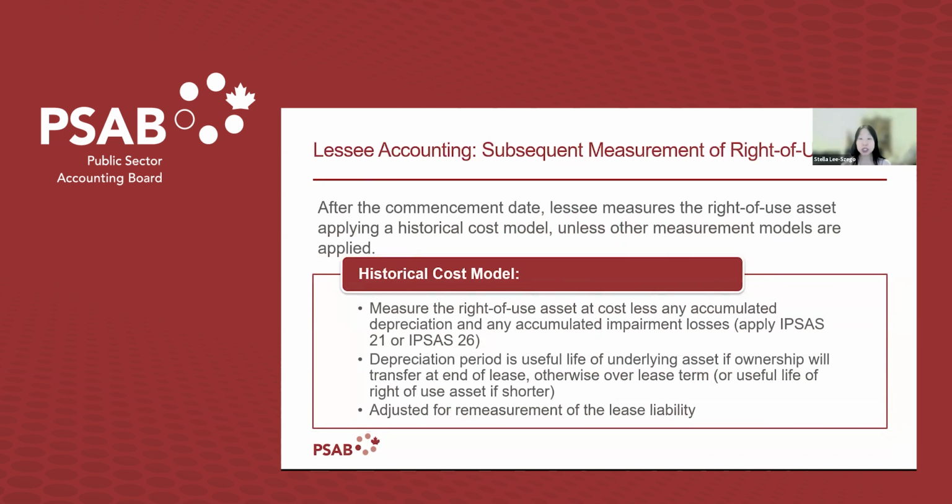If not, the depreciation period is over the lease term or the useful life of the right of use asset, if it is shorter. Because the cost of the right of use asset reflects the cost of the lease liability, changes in accounting estimates resulting in remeasurements of the lease liability also affect the estimate of the cost of the right of use asset.